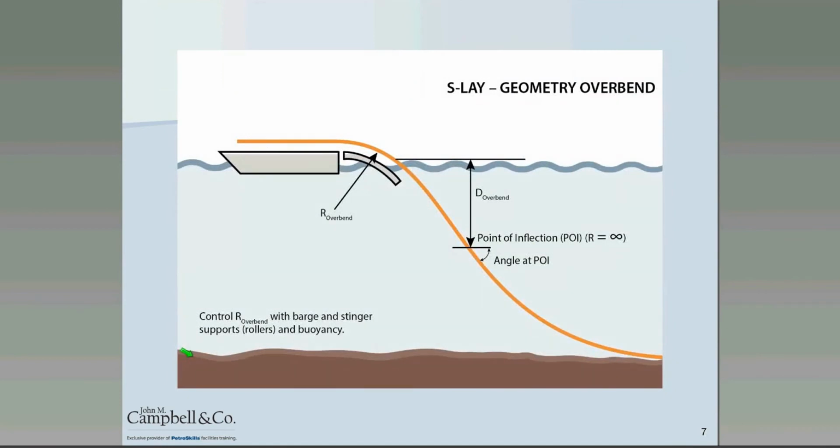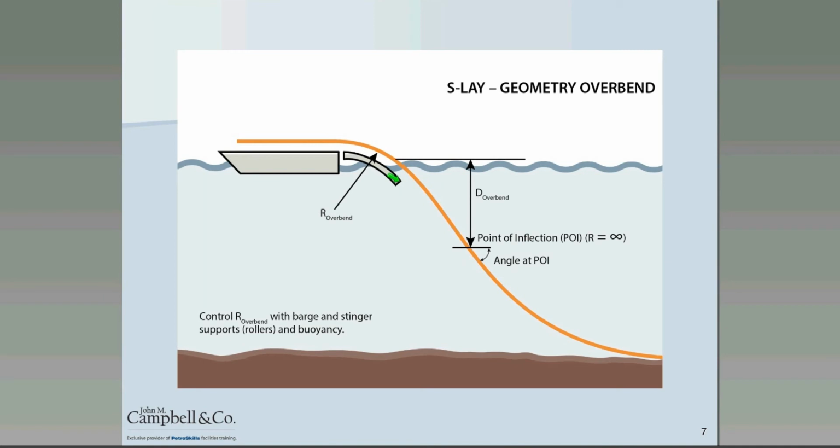Okay. Now, let's go back to our geometry and break it down piece by piece. First, let's talk about the overbend area, or the portion from the barge, over the truss, over the stinger, and down to the point of inflection. All right. Now, in this region, we can control the stresses with two things. One, the tension, obviously, in the pipe, but more importantly, the radius that we set the support shoes on the barge and on the stinger. We can dictate what this radius is. Since we've dictated the radius of curvature, we know the pipe, we know the material properties, we then can control the bending stresses in the pipe.